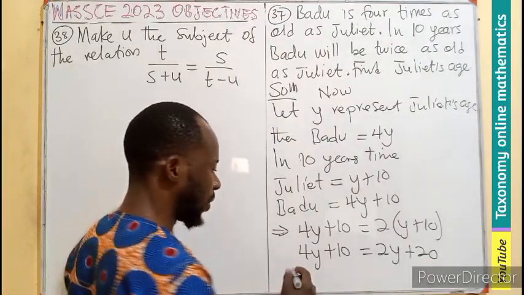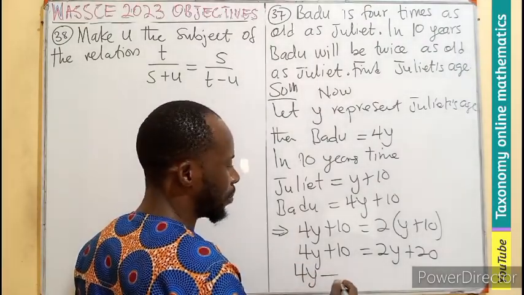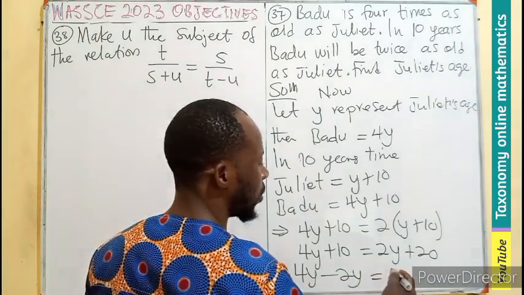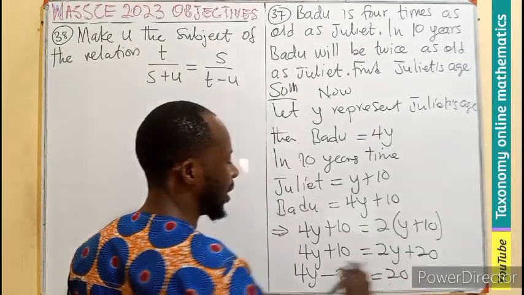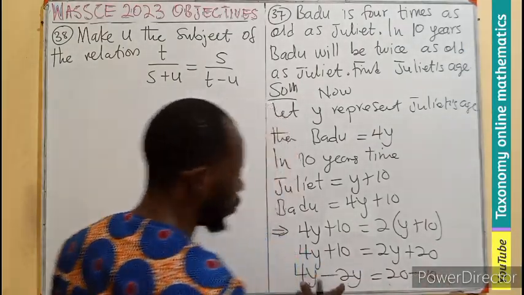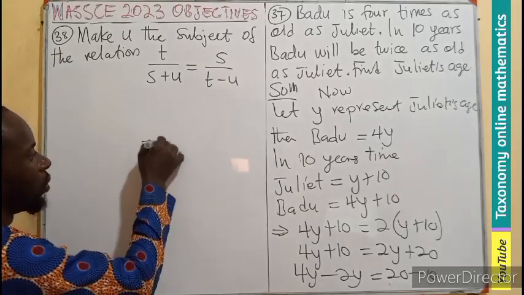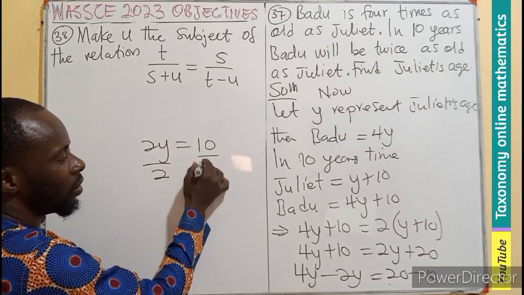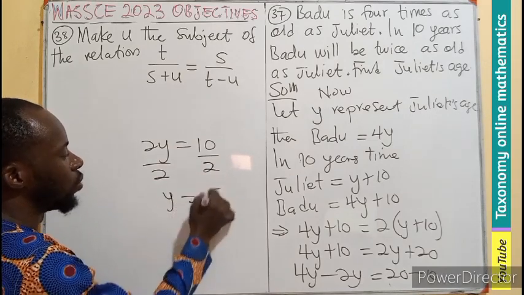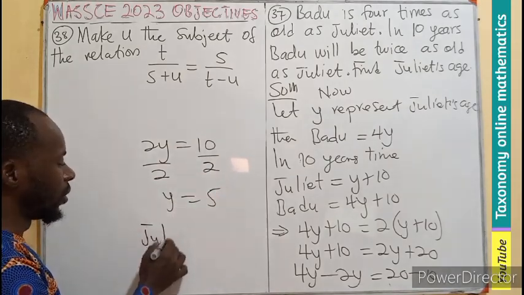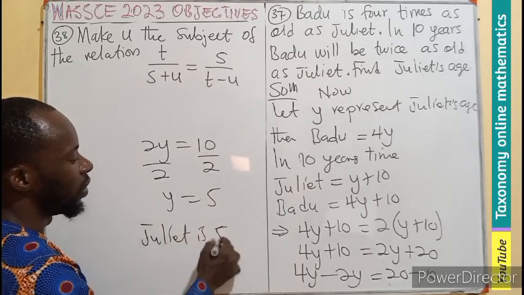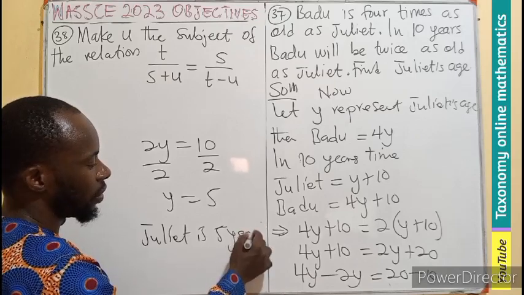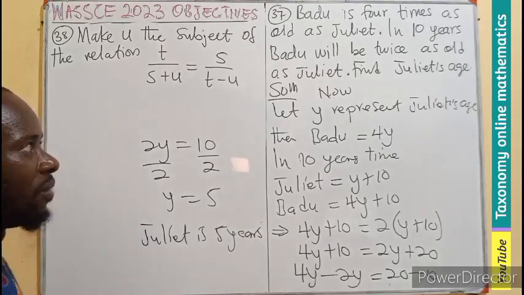We can group like terms to have 4Y minus 2Y, as in this 2Y crossing to become minus, 20 remaining there, then minus 10. I believe this will give us 2Y equals 10. Since we are looking for Y, we divide by 2. Y is going to be 5. Meaning Juliet is 5 years.